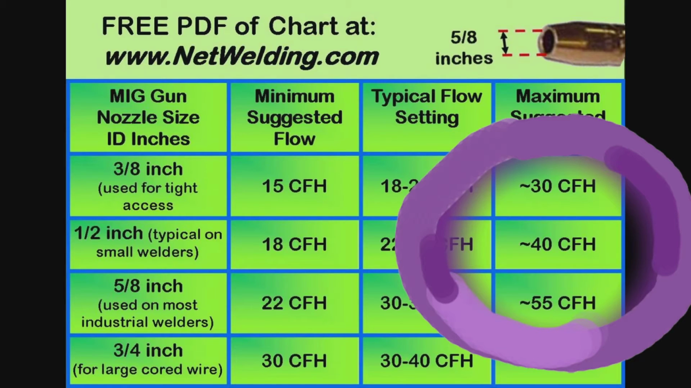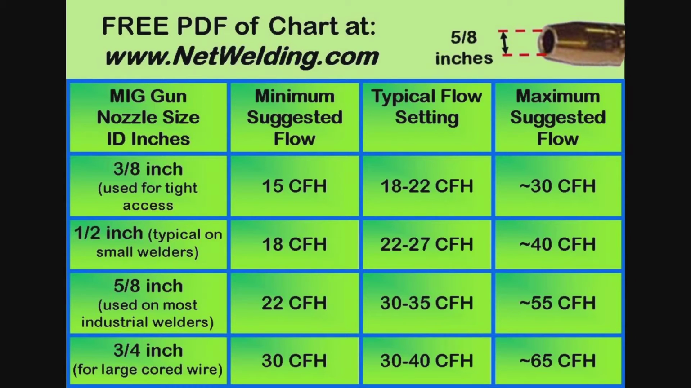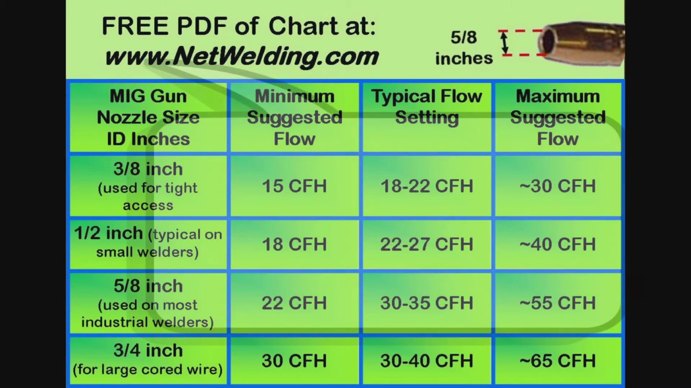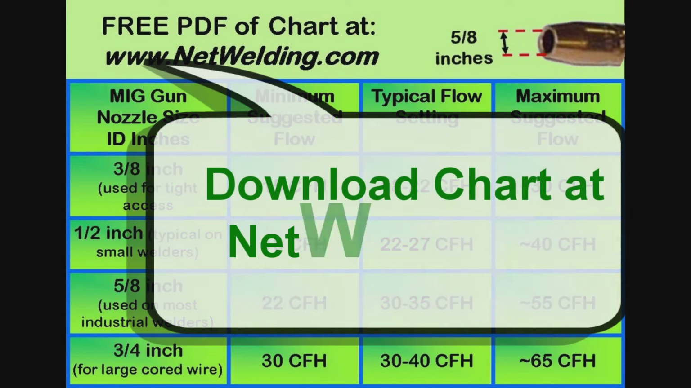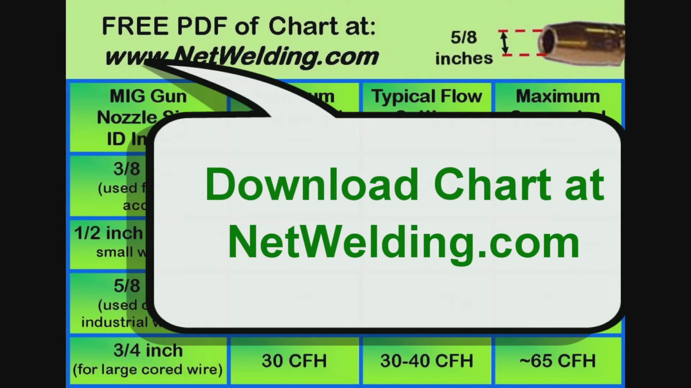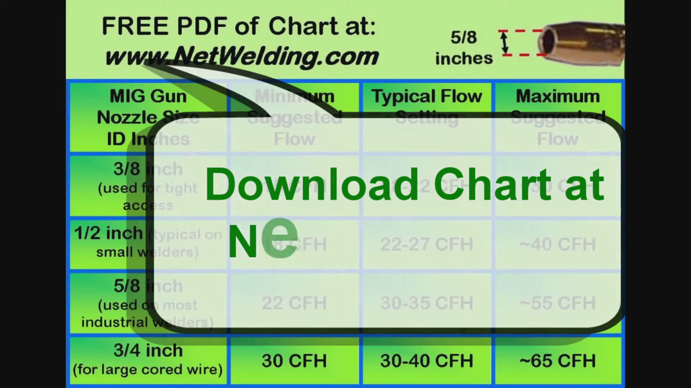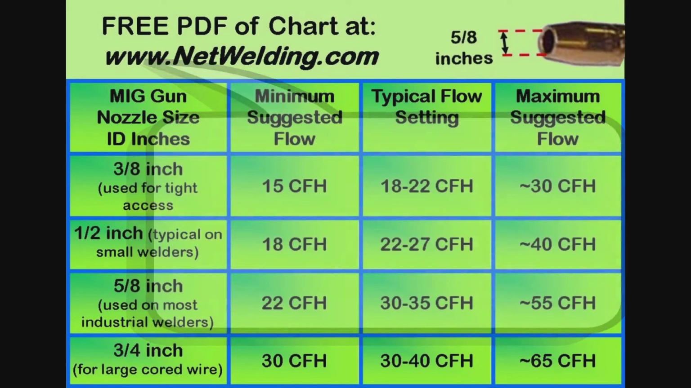If there's a draft less than about 5 miles an hour, then a maximum of 40 cubic feet per hour can be used. Beyond that, you're just pulling air into the turbulent gas stream. Go to our website for a free download of this chart with even more information.